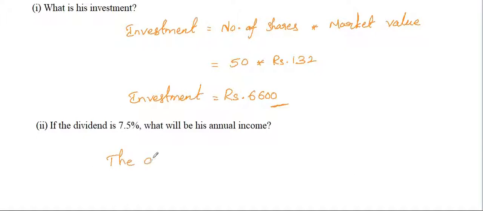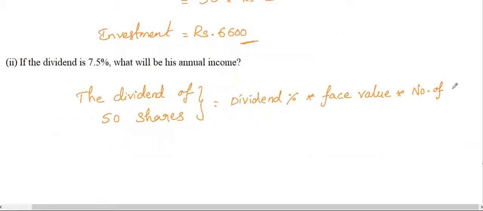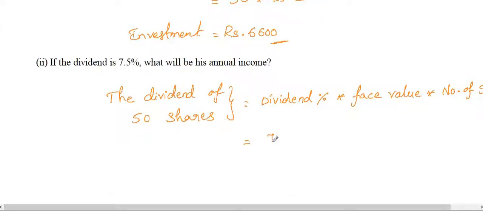Now we need to find the dividend. If the dividend is 7.5%, we need to find the annual income. So the dividend of 50 shares is the dividend percentage times the face value times the number of shares. So dividend percent is given as 7.5.